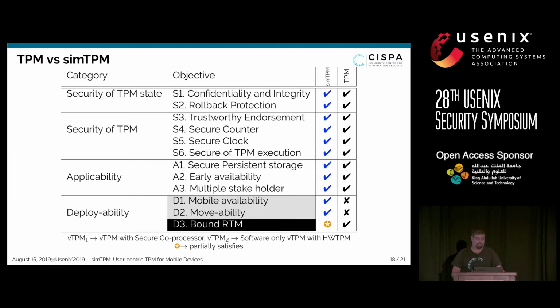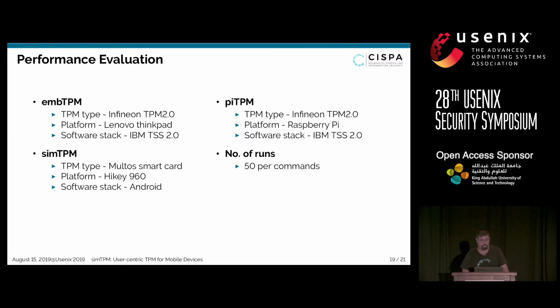Now, the bigger question is: is this a practical implementation or not? For that, we devised two different implementations of Infineon TPM 2.0. One is running in a Lenovo laptop. We call it emp-TPM, or embedded TPM. And another one is a plug-and-play TPM that is running on a Raspberry Pi. We call it Pi TPM. Our simTPM is running on a HiKey 960 board, where the software stack is run by Android. So we selected some frequently used TPM commands, and we ran the commands 50 times to get our numbers for the performance analysis.